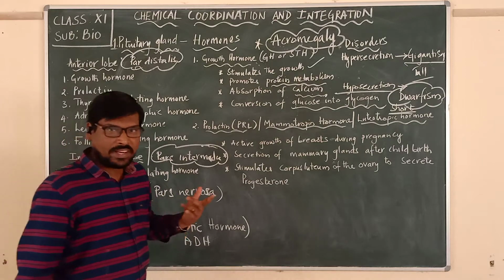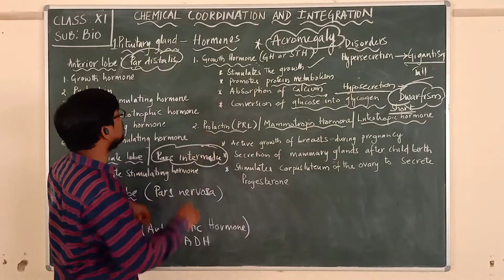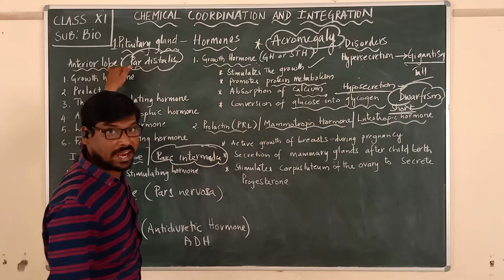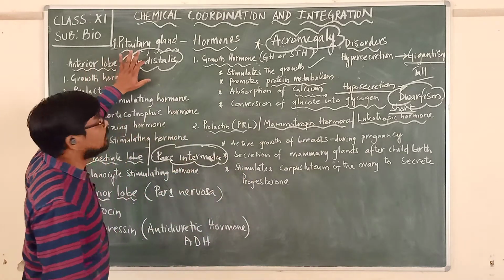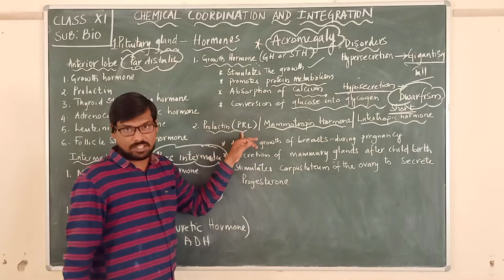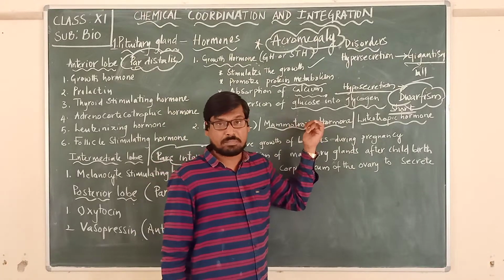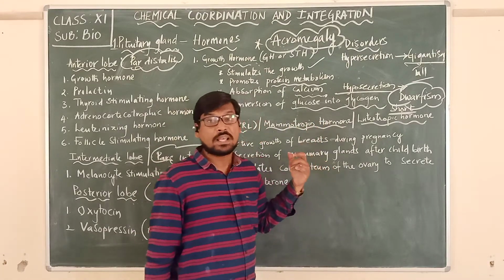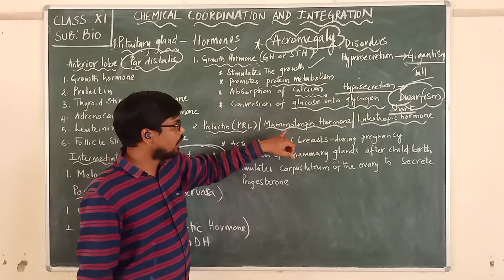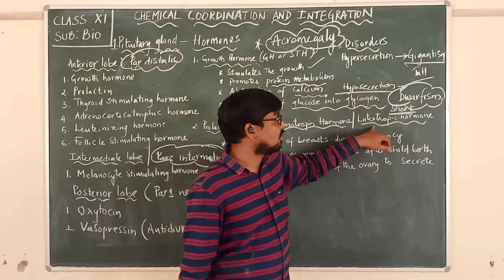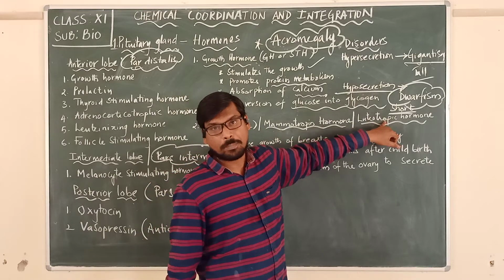Now the next one is prolactin. The next hormone that is produced from the anterior lobe of the pituitary gland, called the adenohypophysis, that is the pars distalis, is prolactin. Please remember this: prolactin is also called mammotropin hormone. And another name is luteotrophic hormone.